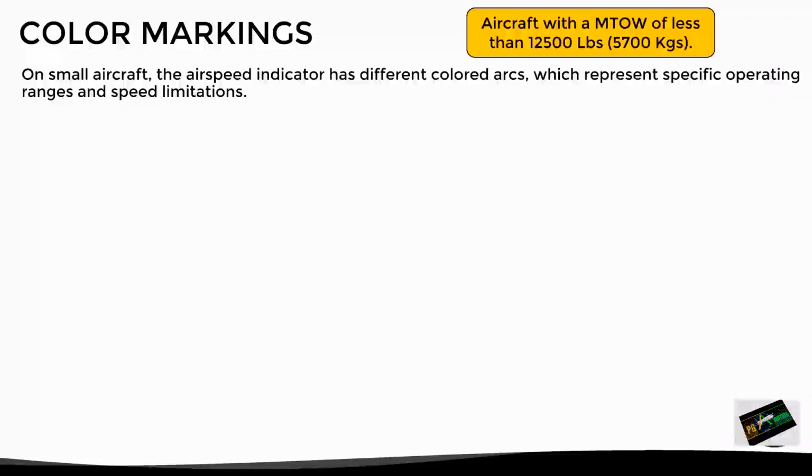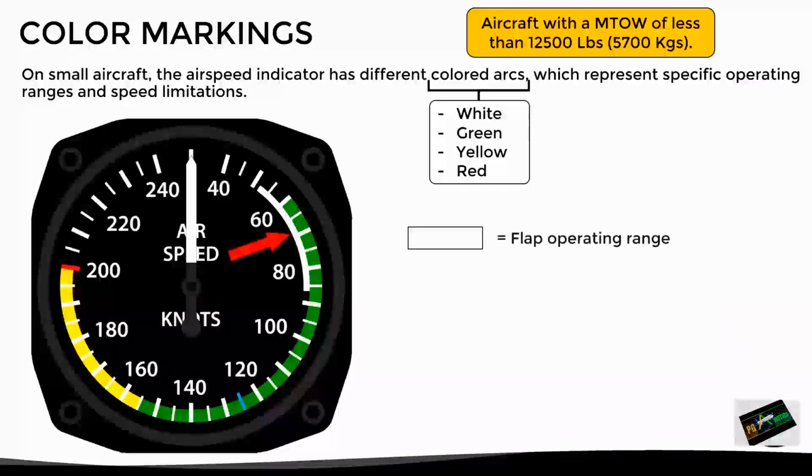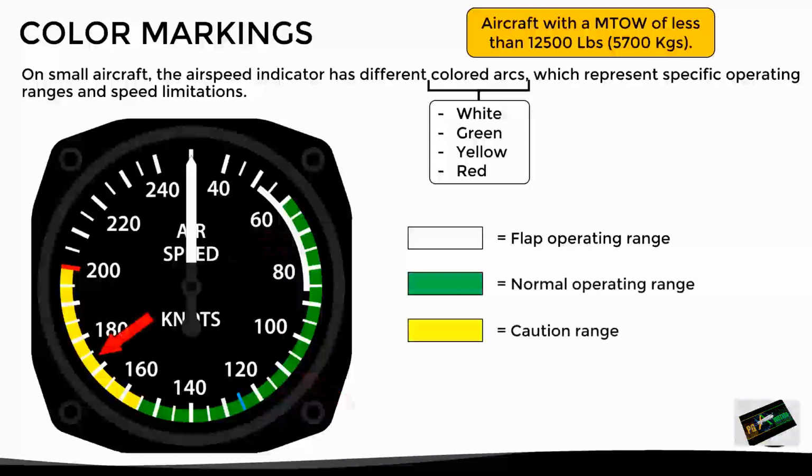In light aircraft, with a maximum takeoff weight of less than 12,500 pounds or 5,700 kilograms, the airspeed indicator includes a series of colored arcs, which represent specific operating ranges and speed limitations. Specifically, the colors used are white, green, yellow and red. The color white represents the flap operating range. The green represents the normal operating range. The yellow corresponds to the caution range. And finally the red denotes the never exceed speed.